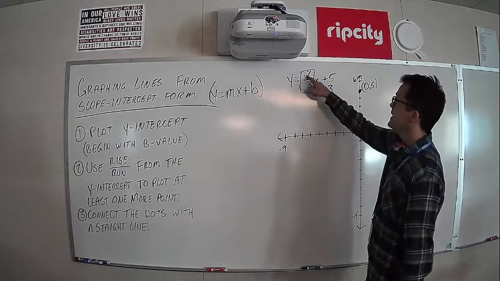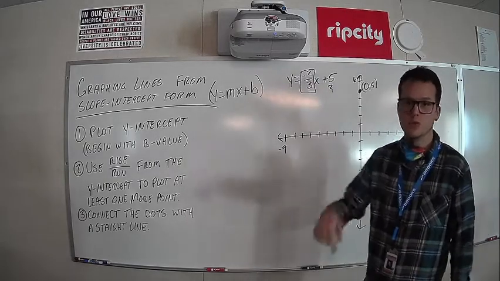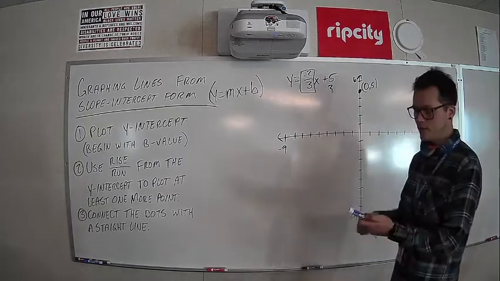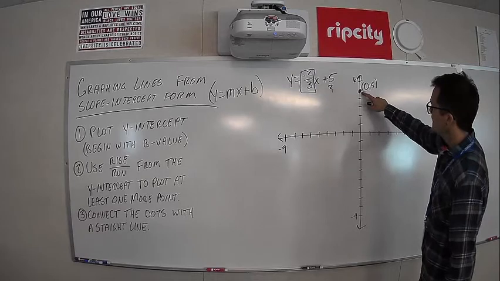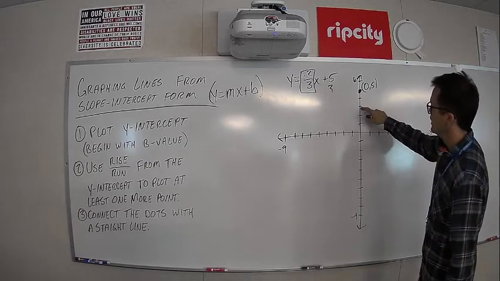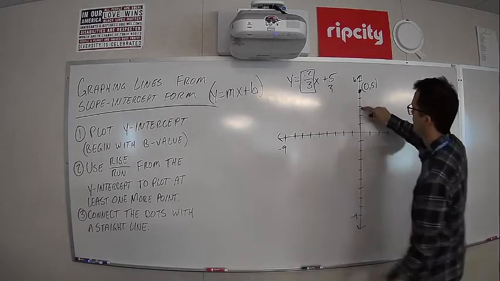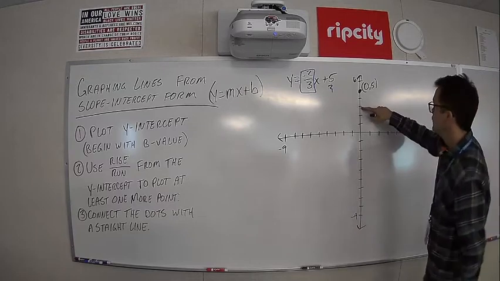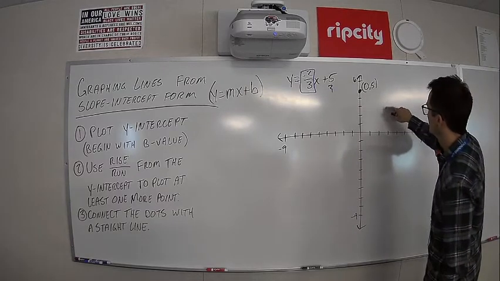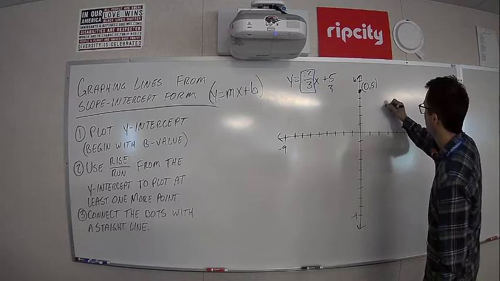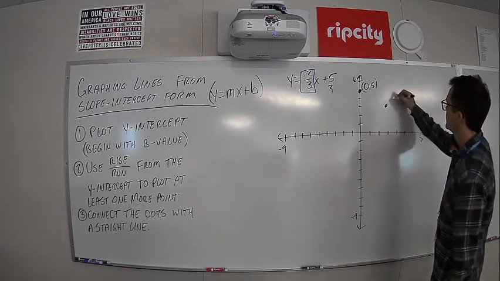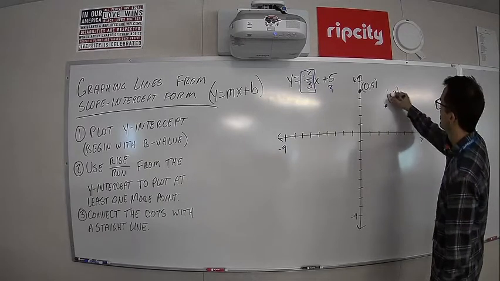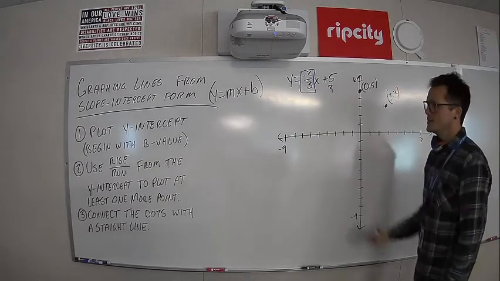We're going to rise a negative 2, which means go down 2 units, and we're going to run a positive 3 units. So starting at our y-intercept, we'll rise negative 2, 1, 2, and we're going to run positive 3. That means we're going to move to the right 3 units. 1, 2, 3, and so right here is our next point. And this happens to fall at 3, 3. We could move on to step 3 at this point.